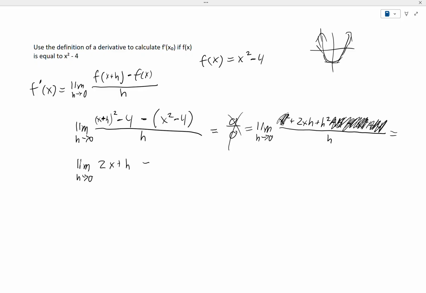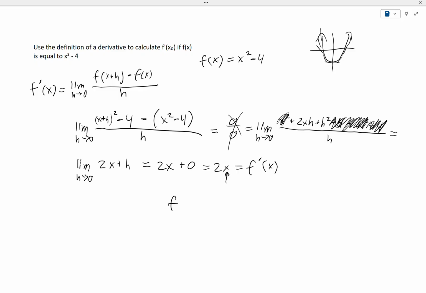And now I can do direct substitution. I can just plug in 0 for h, and that's just 2x. So this tells me that f prime of x is equal to 2x. In other words, if you give me an x value, I just put that x value in for this right here, and then I can give you the slope at that x value at that point. And this is accomplished just by multiplying by 2. That's all it does. But I want the x value, I want the slope, the instantaneous slope, the derivative, at x naught, not at x.